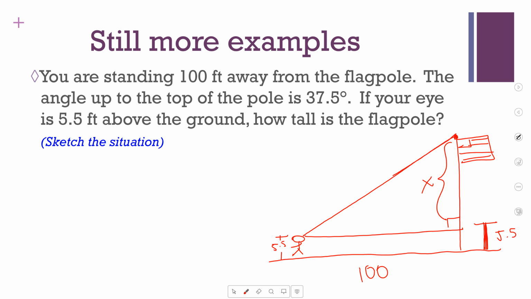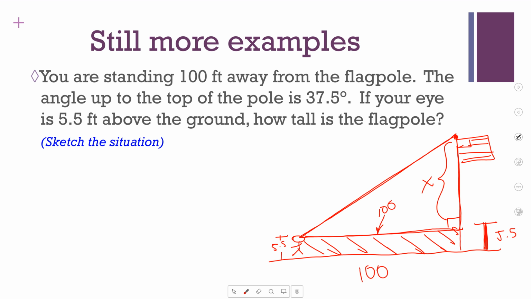Does everybody see that this is a right triangle? Yes? Okay. What shape is this? Rectangle. So therefore, how long is that segment? 100. It's the same length as the distance you are away from the flagpole. So we got a nice little rectangle down there at the bottom.